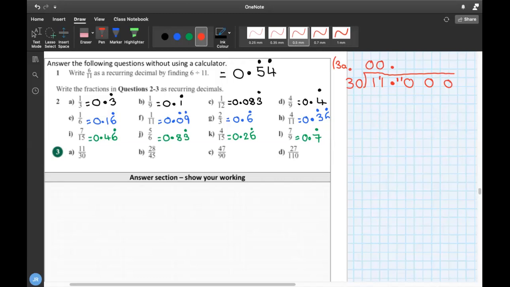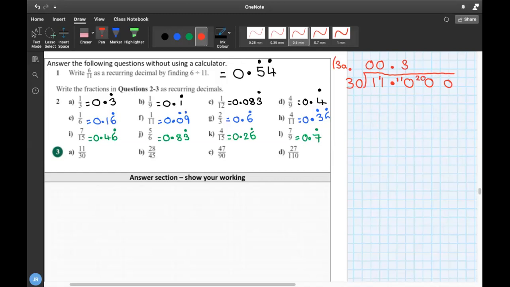I need to do my 30 times table until I get up to 110. I could use my knowledge of the 3 times table though to help me, and imagine these as 3 and 11. Okay, so we've got 30, 60, 90, 120 would be too large. So 30 times 3, that gets us to 90, and I've got a remainder of 20.